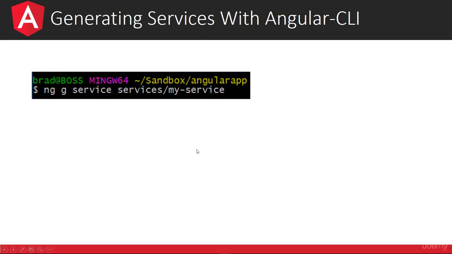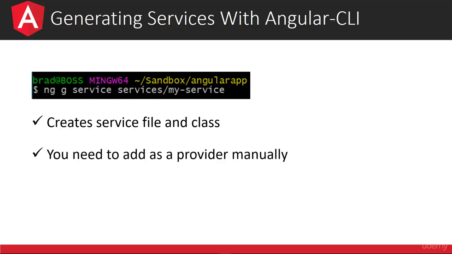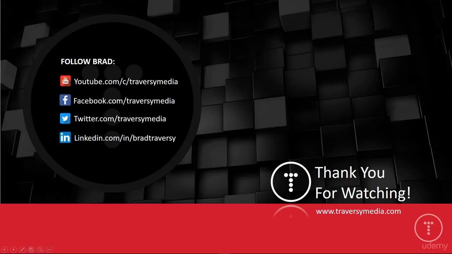Now, you can also create a service using Angular CLI by just doing ng generate service and then whatever you want to call it. This will create the service file and the class, although you do need to add it as a provider to NgModule. I know when we generate components with Angular CLI, it does it for us. It imports it into the module file, but for some reason with services, we have to do it manually. So that's a very basic overview of what services are. In the next video, I'm going to show you how we can create a service.